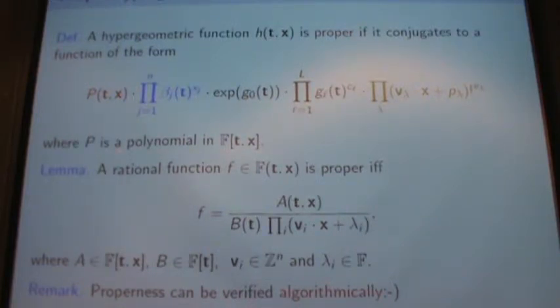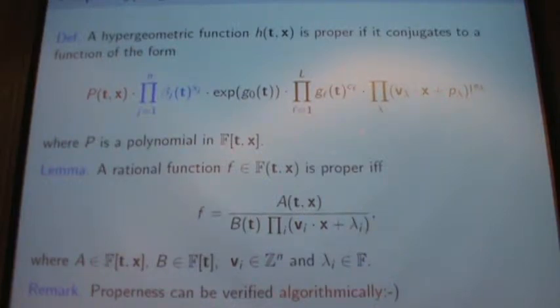And then we can show that if a rational function is proper, we can give a very explicit form of this rational function. The only significant thing is that the denominator is of this special form. Here, the continuous variable and the discrete variable are separated, and the polynomial of discrete variables is a product of what we call integer linear factors. Why integer linear? Because here the coefficients vi are integers, an integer vector, and the lambda i you can take as any element in the ground field.